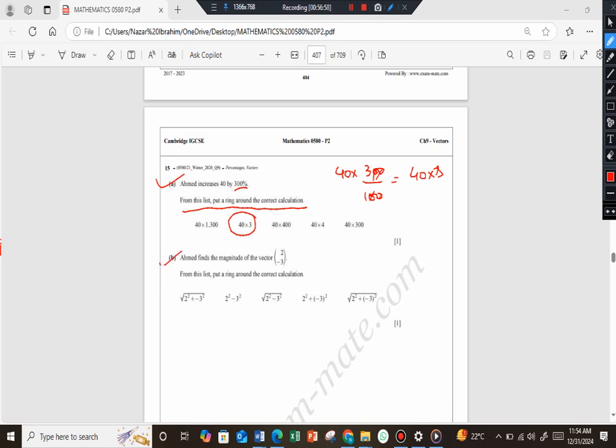In part B, Ahmed finds the magnitude of the vector (2, minus 3). We all know that magnitude is the square root of the x component squared plus the y component squared. Some options are incorrect: there's no root, it doesn't contain a plus sign, brackets aren't there. So this is the correct answer. That was all about vectors.